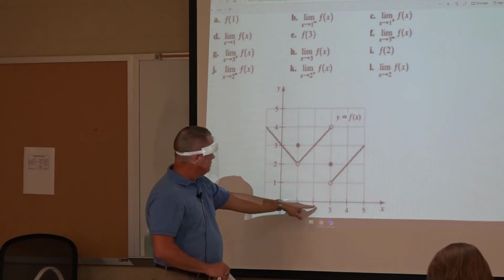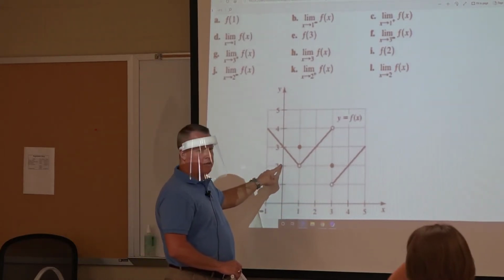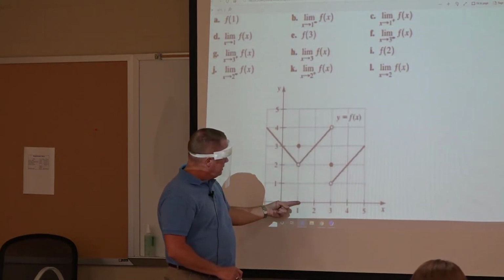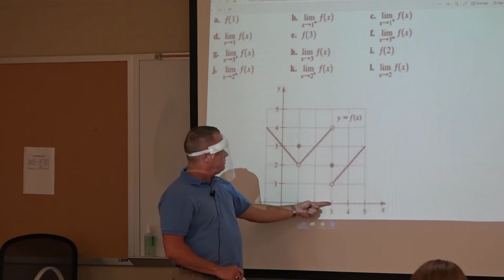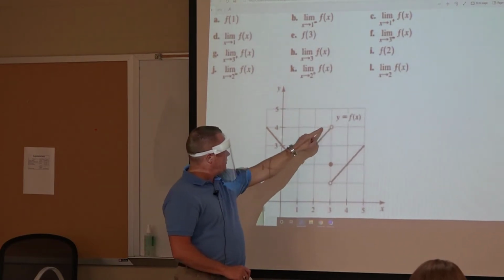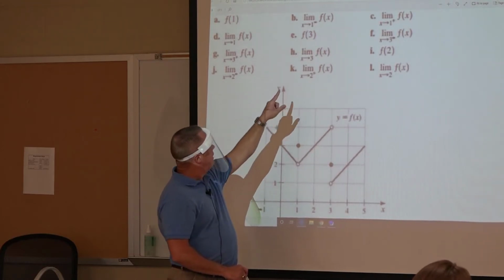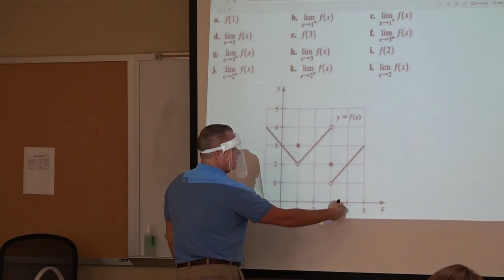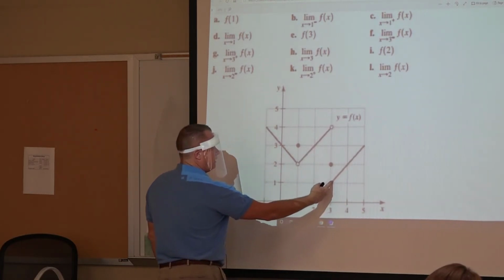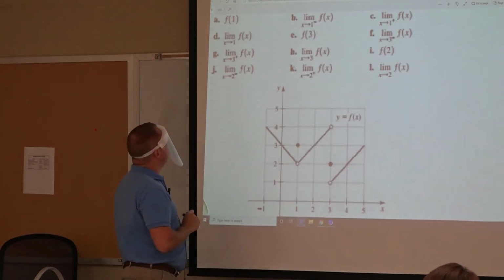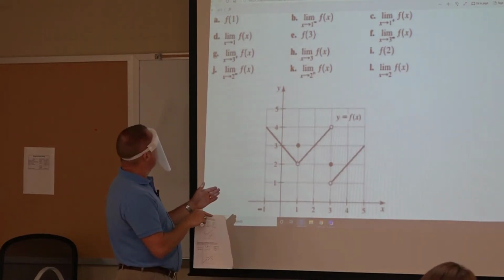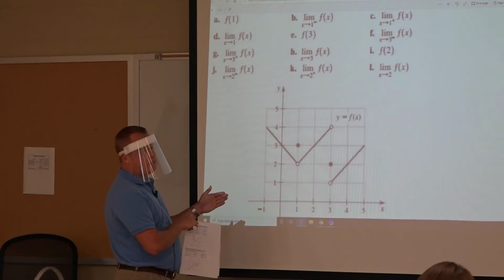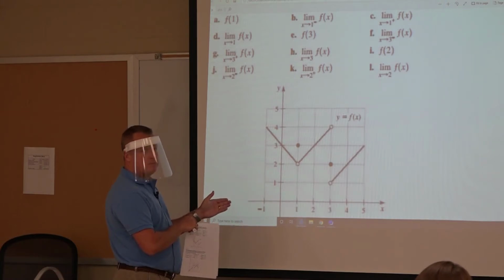F of 3, same thing there is 2. The limit as x approaches 3 from the left, as you're going this way toward 3, what is the y value approaching? It is approaching 4. From the right, what's it approaching at 3? Approaching 1. So from the left, it's approaching 4. From the right, it's approaching 1. So what would I say about the limit as x approaches 3? Does not exist because it's not approaching the same number.